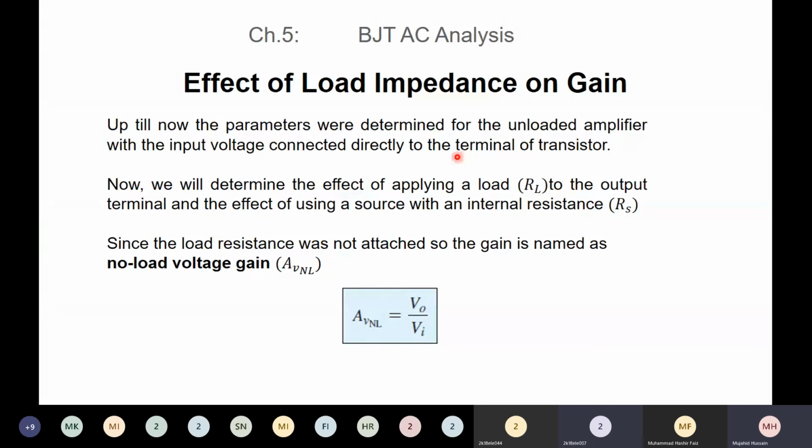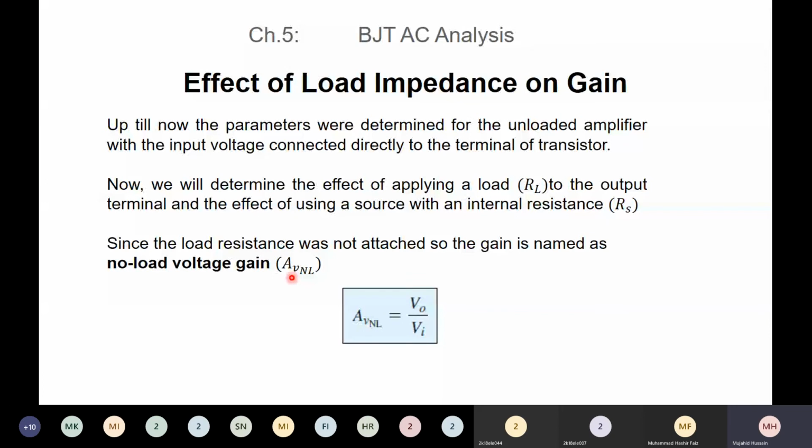So we will introduce a load impedance, a load. We will introduce a resistance RL at the output terminal, and we will use a source with the internal resistance RS. Up till now, since there was no load resistance, we named the voltage gain the no load voltage gain. As you see over here, this is the symbol of voltage gain, and NL shows no load voltage gain.